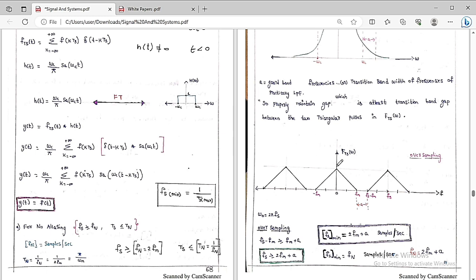So this is the f s of omega. So this is pulse 1, pulse 2, pulse 3. I've already told you, this is fm, this is minus fm. In terms of fm, I'm going to draw. So this will become fs.